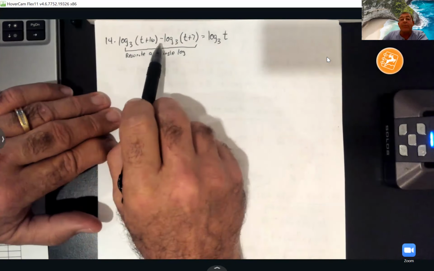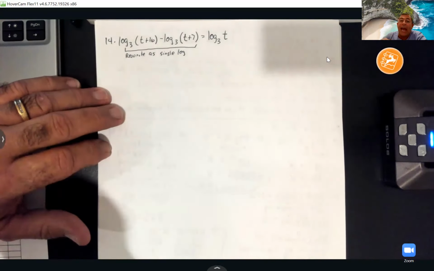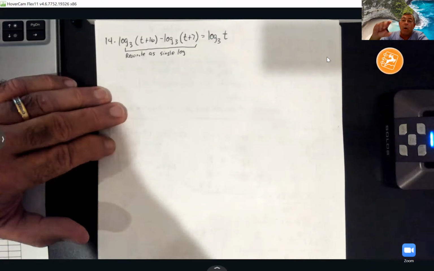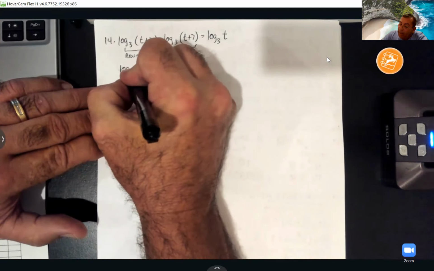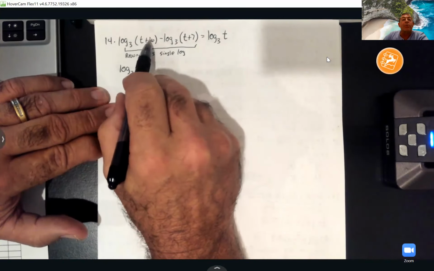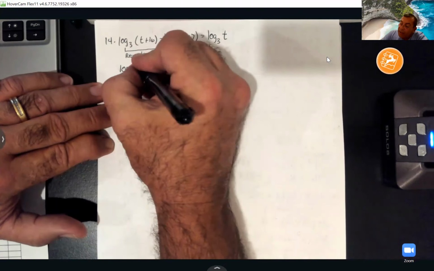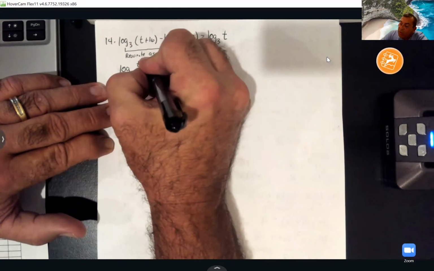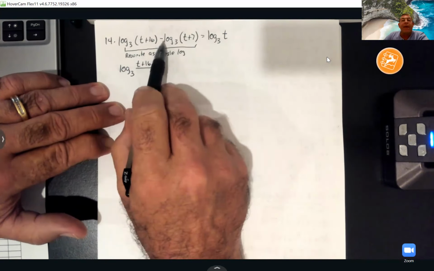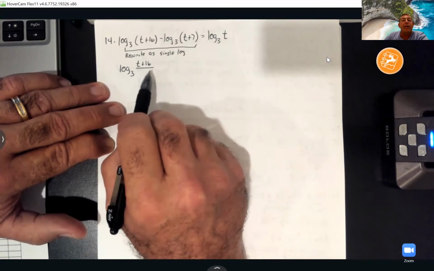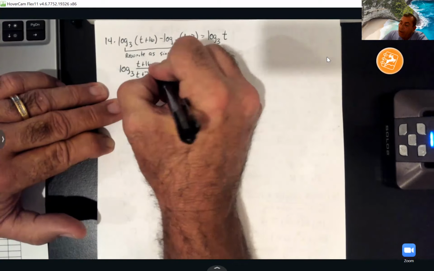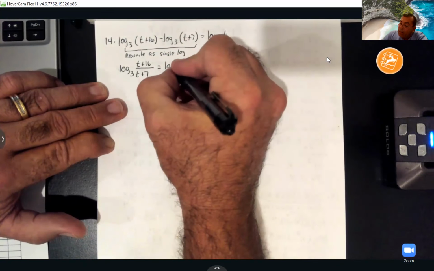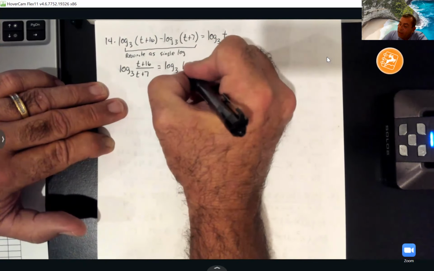But look at this. This one's being subtracted. So remember, if they're being subtracted, we got to rewrite it as a quotient. So bring out your log base 3. Remember, the positive factor was always on top. So my t plus 16 will go on top. And then the factor being subtracted, the t plus 7, goes to the bottom. All of this will equal a log base 3 of t.